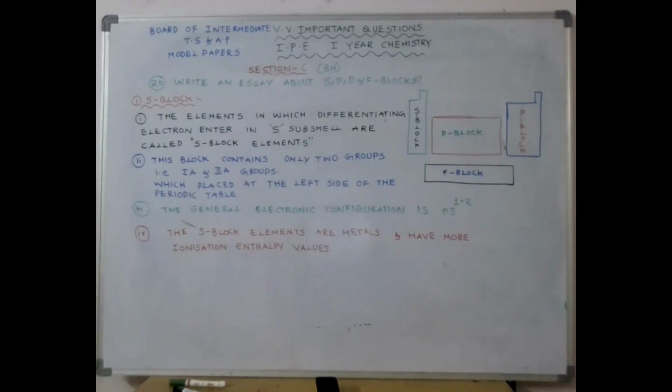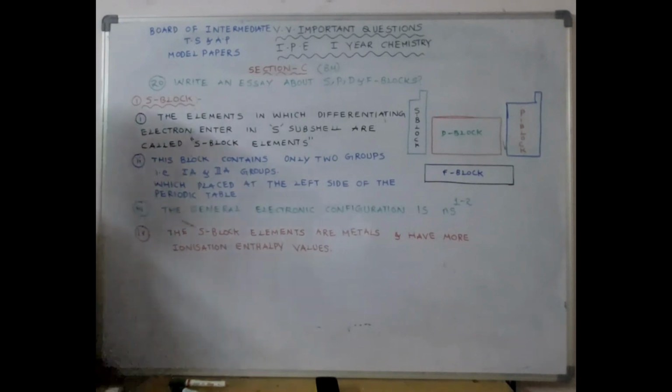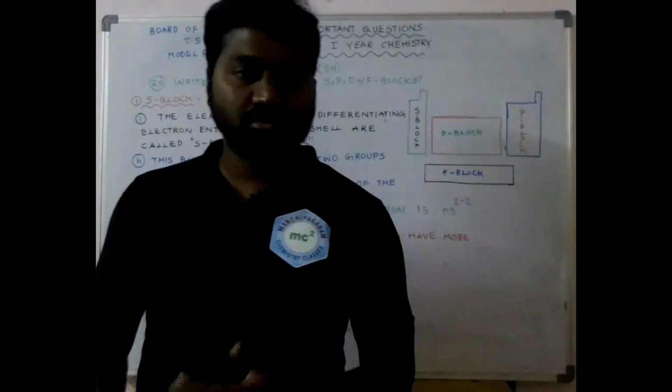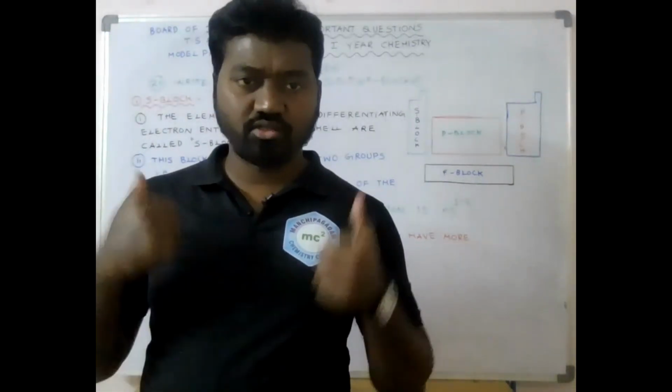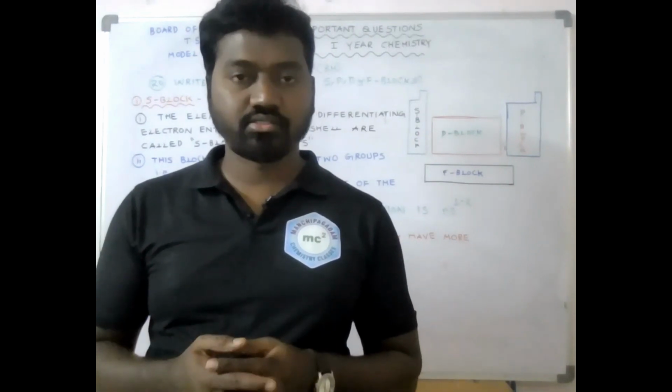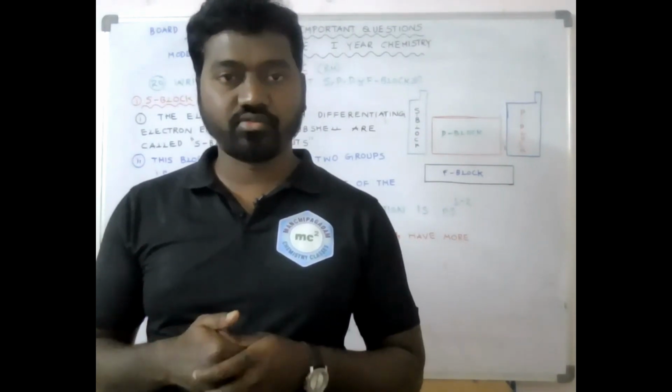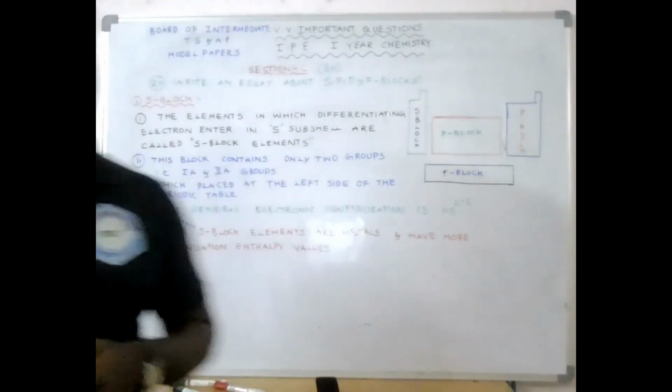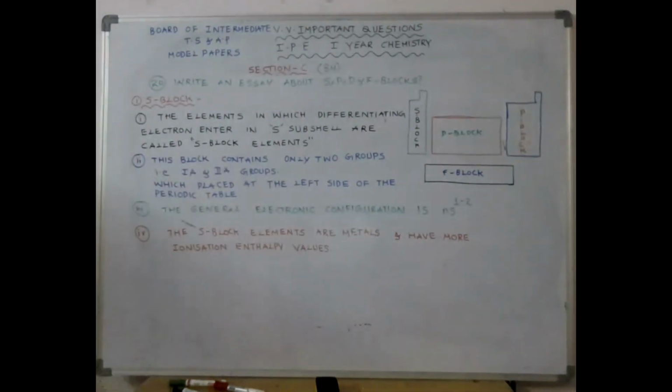Okay. In the first point, we will write the definition. In the second point, we will write where they are present and what groups they have. Third point, we will write general electronic configuration. Fourth point, extra about the properties of S block elements. So we'll try to write the remaining P, D and F blocks also in the same way. First definition, then where they are placed and what groups it contains. Third point is general electronic configuration, and fourth point is the property of them. Any one property of them you can write.